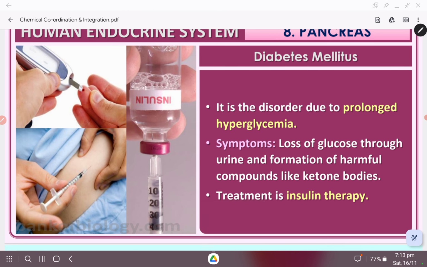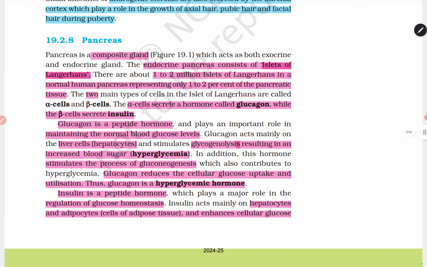Let's see what NCERT says about pancreas. It is a composite gland which acts as both exocrine and endocrine gland. The endocrine pancreas consists of islets of Langerhans. There are about 1 to 2 million islets of Langerhans in a normal human pancreas, representing only 1 to 2% of the pancreatic tissue. The two main cells of the islet of Langerhans are called alpha and beta cells. Alpha cells secrete glucagon and beta cells secrete insulin.